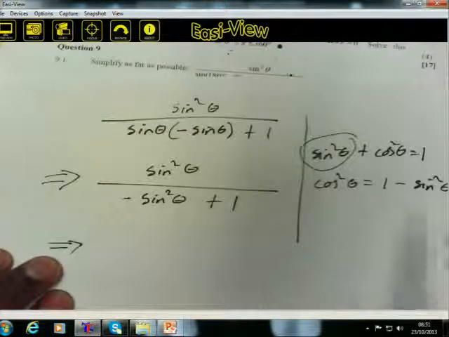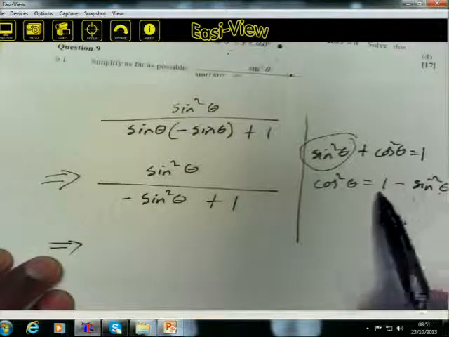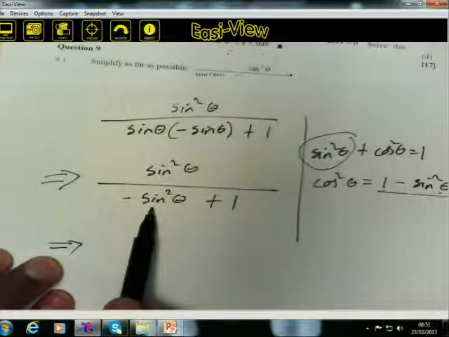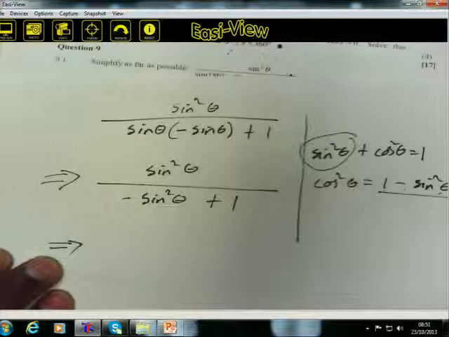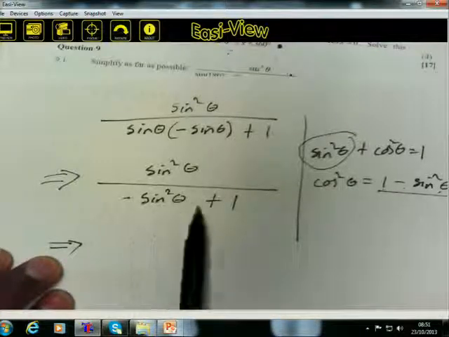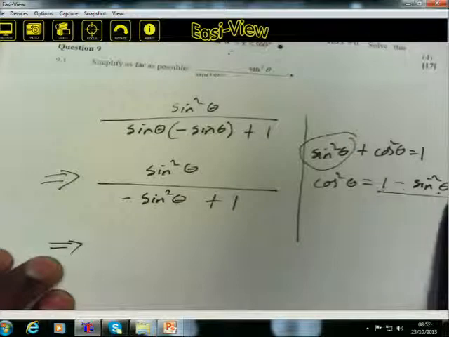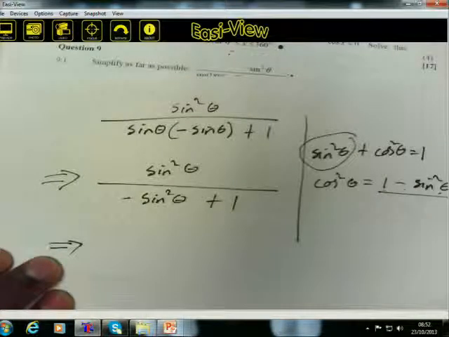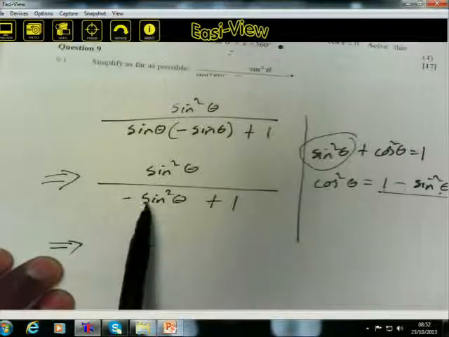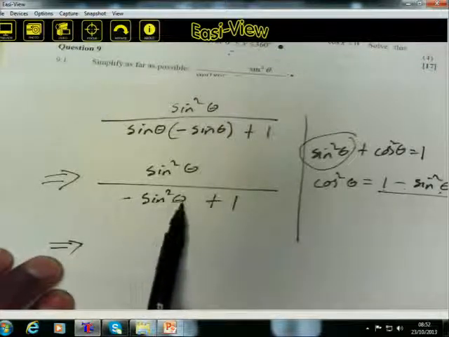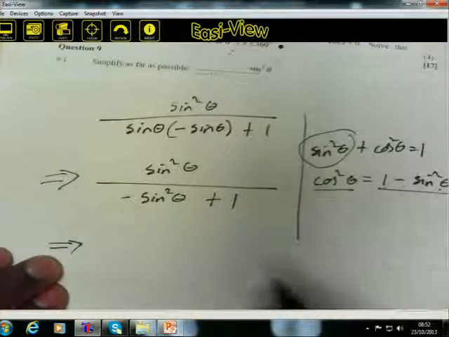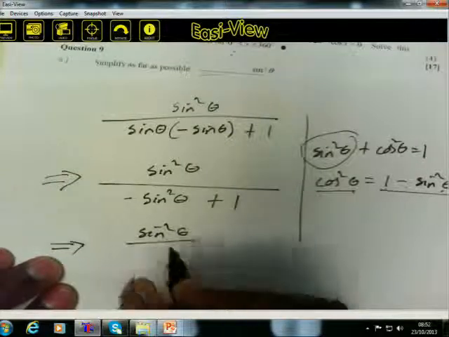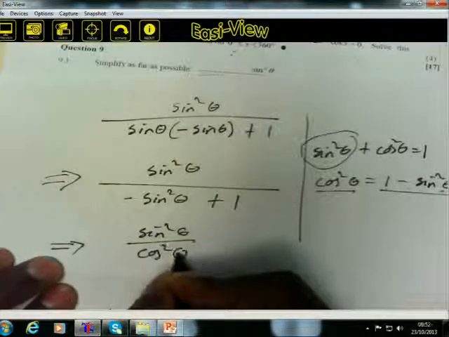So what does that mean? Whenever we see 1 minus sine squared theta, we are going to substitute it by cos squared theta. And this is the same as minus sine squared theta plus 1. It's just a matter of rearranging the terms. 1 is positive, minus sine squared, minus sine squared. So we substitute minus sine squared theta plus 1 by cos squared theta. Then you've got sine squared theta all over cos squared theta.